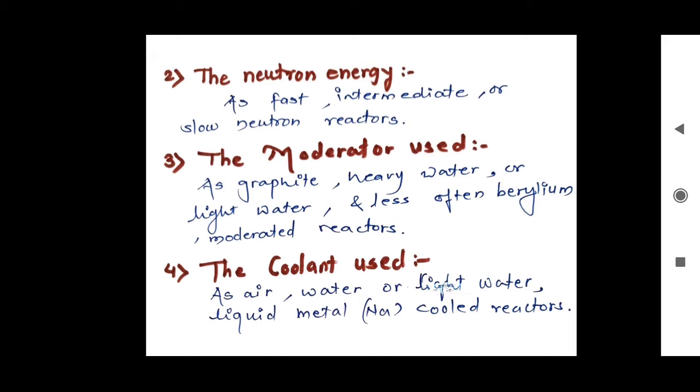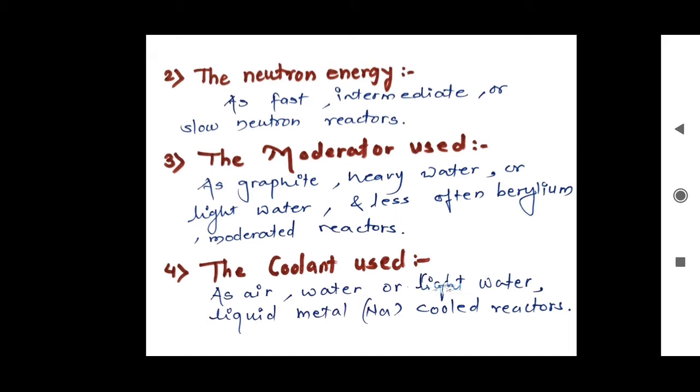Dependent upon the neutron energy, the reactors are classified. The neutrons are of higher energy, intermediate energy and lower energy. Higher energy neutrons are called fast neutrons, then intermediate energy neutrons, and the last are thermal neutrons, which can be called slow neutrons. So the reactors are called fast neutron reactors, intermediate neutron reactors, or slow neutron or thermal reactors. The next classification is based on the moderator substance used. In reactors, the moderators are graphite, heavy water, or light water, and less often beryllium is also used.